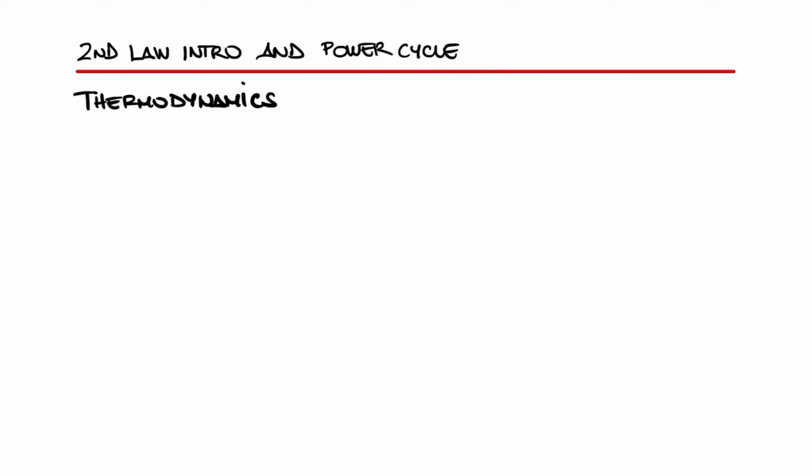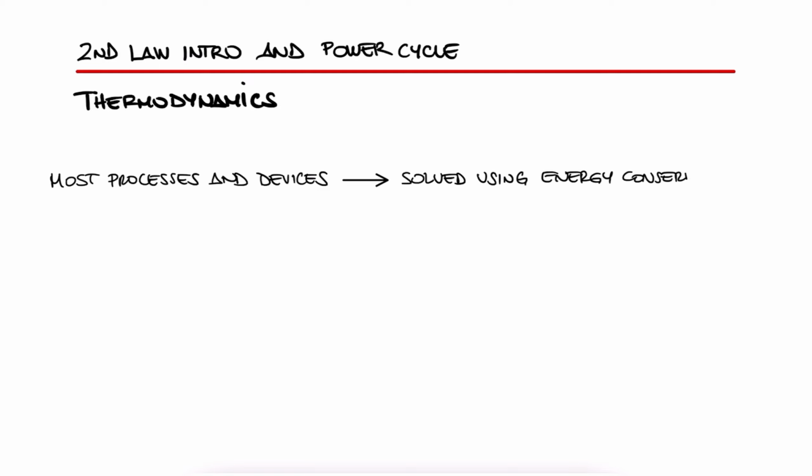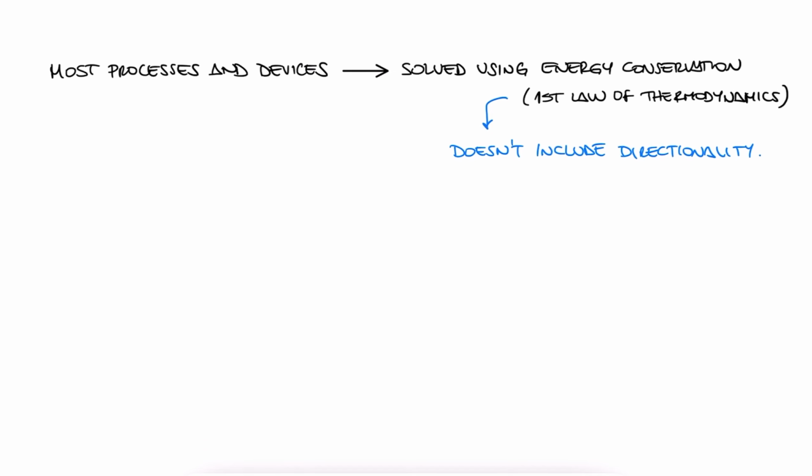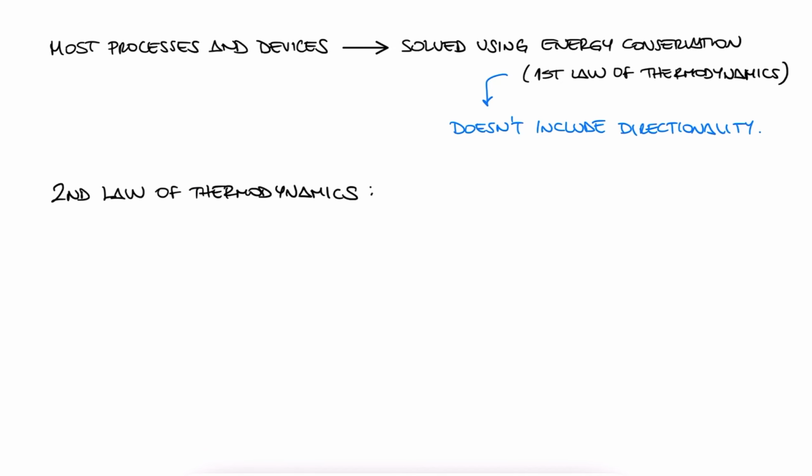So far in the course, we've been analyzing most of our thermodynamic processes and devices by using the conservation of energy equation, otherwise known as the first law of thermodynamics. And even though this very powerful tool has been enough to solve for the system characteristics of interest to us, this first law doesn't restrict the direction of how that energy is conserved. The second law of thermodynamics focuses on the direction of natural processes.